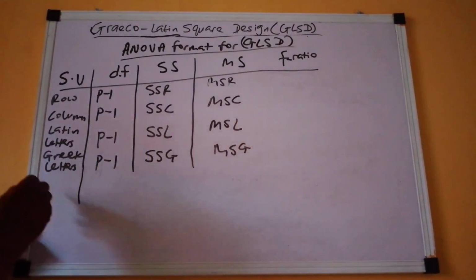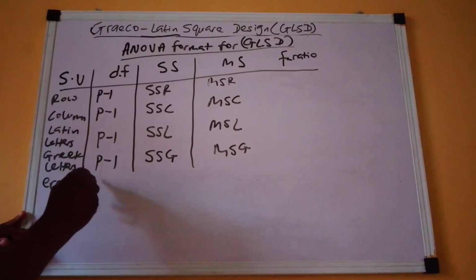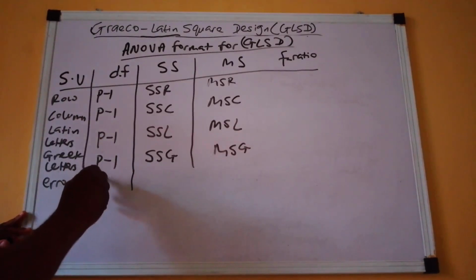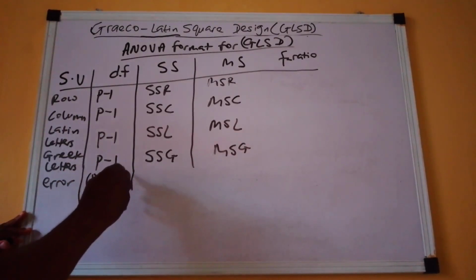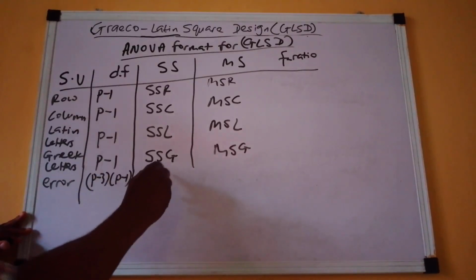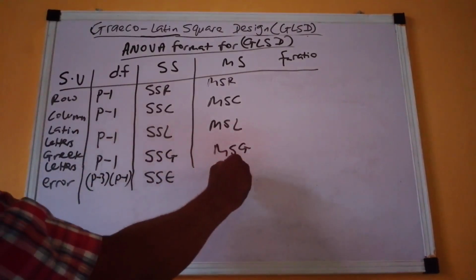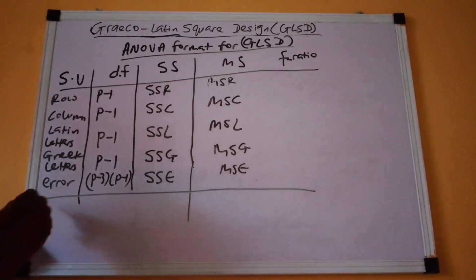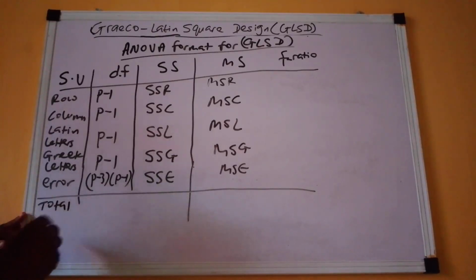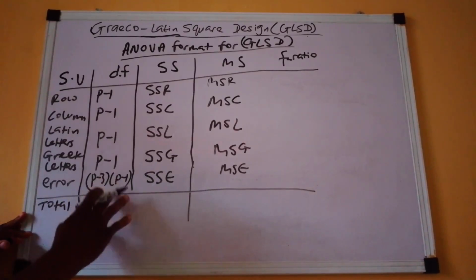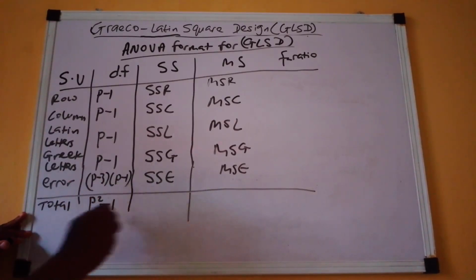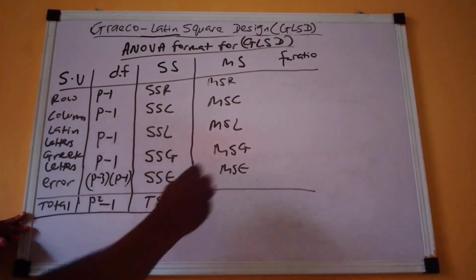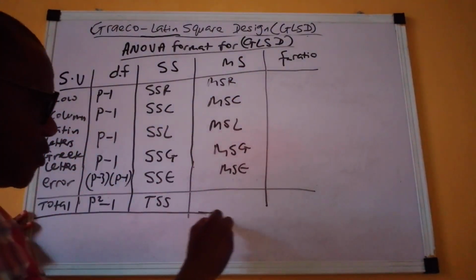Then of course, I told you the error term is always there. The degrees of freedom for the error term will now be P minus 3 into P minus 1. So the sum of square is SSE, sum of square for error. Then the mean sum of square for error. Then of course, the last one we have is the total. The total is P squared minus 1 for the degrees of freedom. That's what we have for the total. Then the total sum of square is TSS.